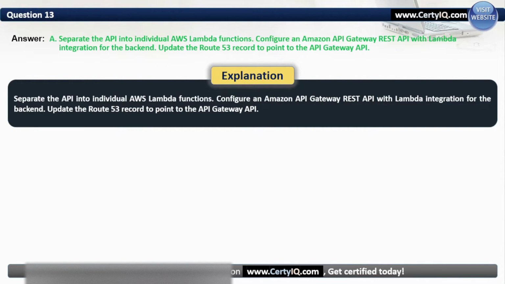Separate the API into individual AWS Lambda functions. Configure an Amazon API Gateway REST API with Lambda integration for the backend. Update the Route 53 record to point to the API Gateway API.